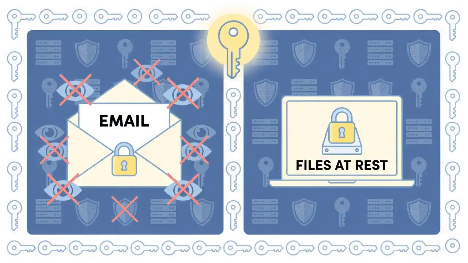Encryption is for confidentiality. Encrypted emails hide message contents from anyone without the key. Encrypted files at rest stay unreadable on a stolen laptop. The use case is secrecy, and it requires a key to unlock.